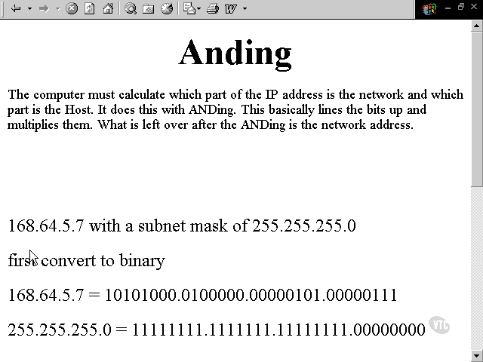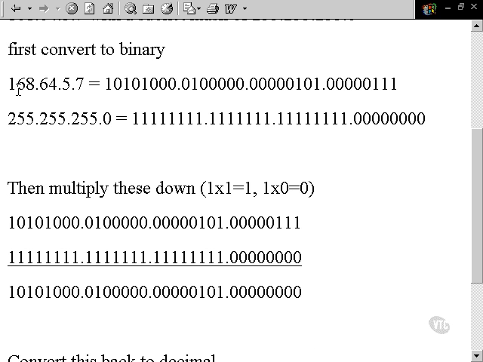Let's use an example here. Let's say we have an IP address of 168.64.5.7, and the subnet mask is 255.255.255.0. The first thing we must do is convert this to binary. We convert our 168.64.5.7, and this is what we have for our IP address. We convert our subnet mask, the 255.255.255.0, to binary, and this is what we have.